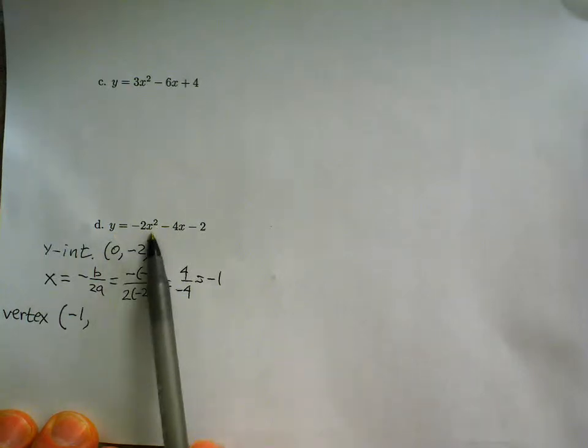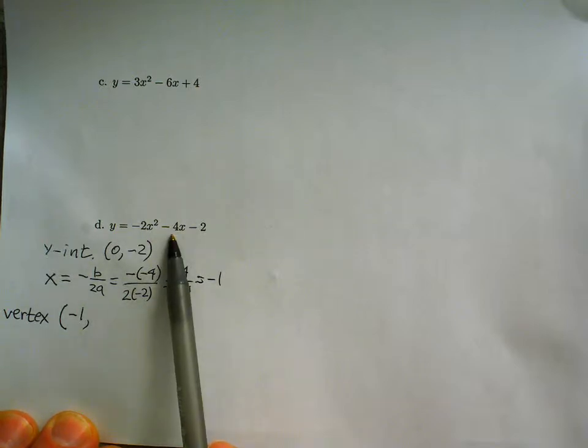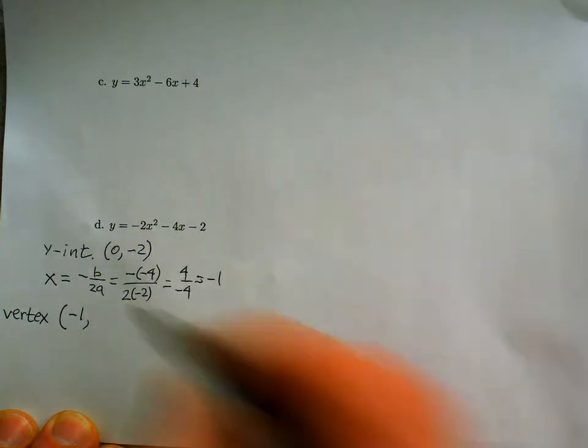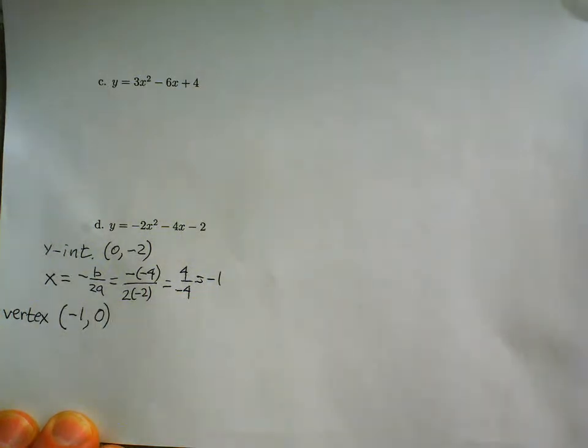To find the y-coordinate, we just use the function, replace x with -1. So -1 squared is 1. -2 times 1 is -2. And -2 minus 4 times -1, that's -2 plus 4, which is 2. And then 2 minus 2 is 0. So the vertex is the ordered pair -1, 0. Since the y-coordinate is 0, that is also the only x-intercept.